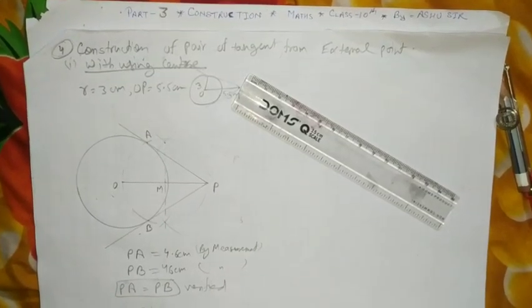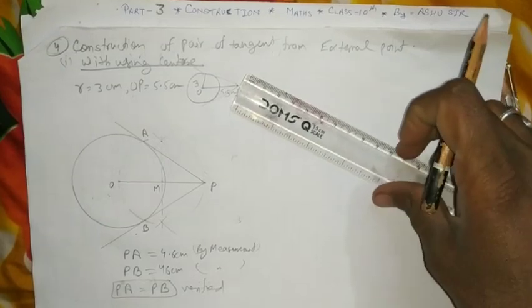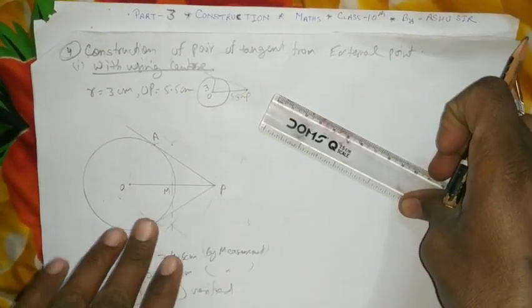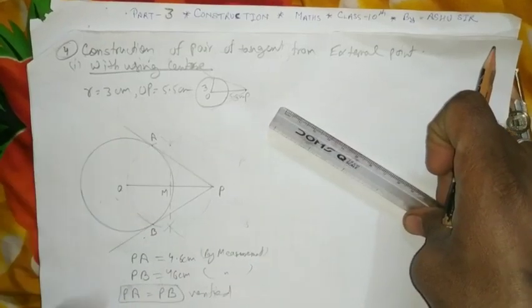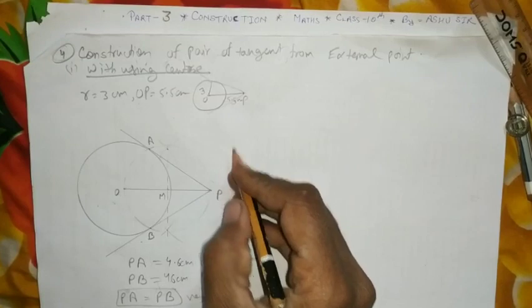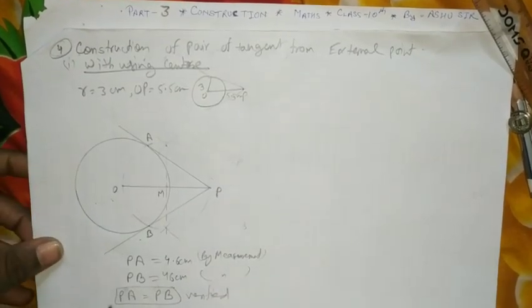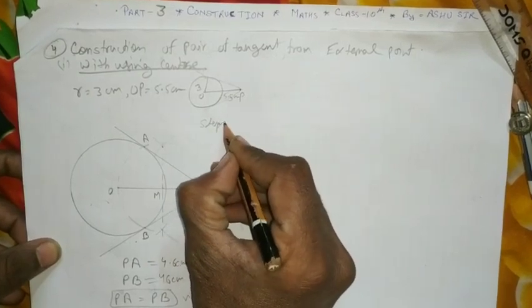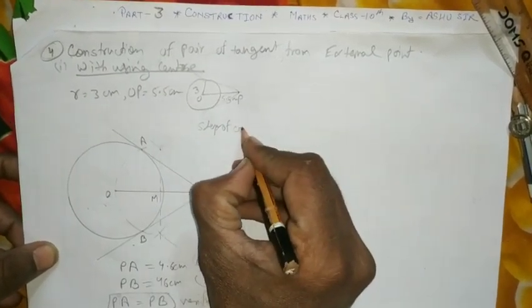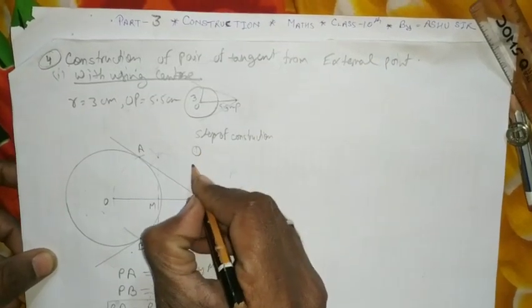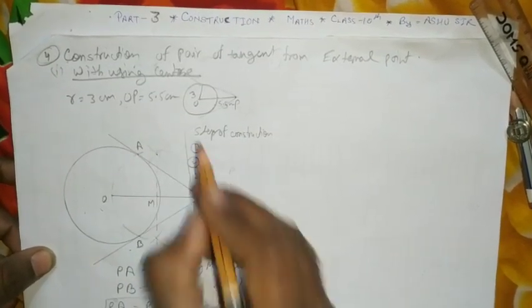Okay, if the question says write the steps of construction, this question is very important for the board purpose, means maximum times these types of questions come. So write the steps of construction. Steps of construction 1, 2, 3. Listen.